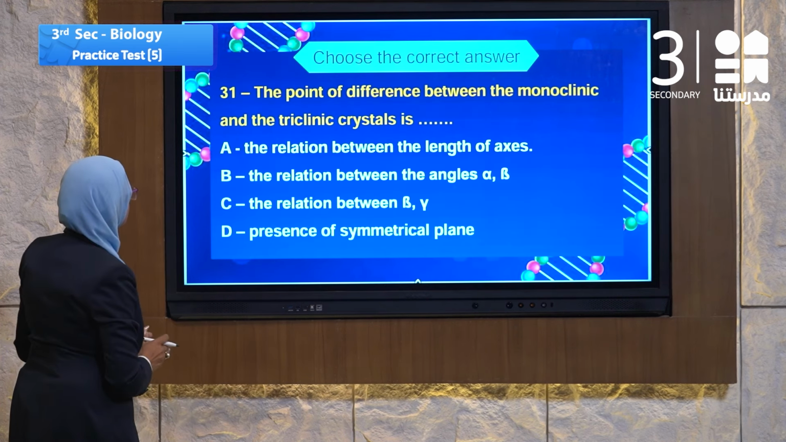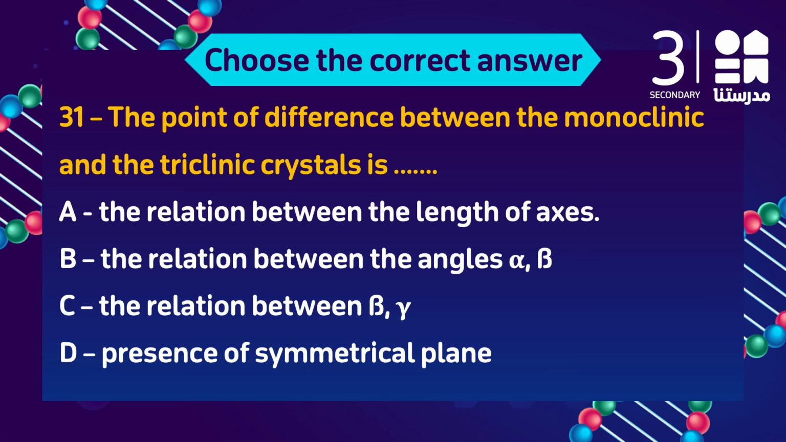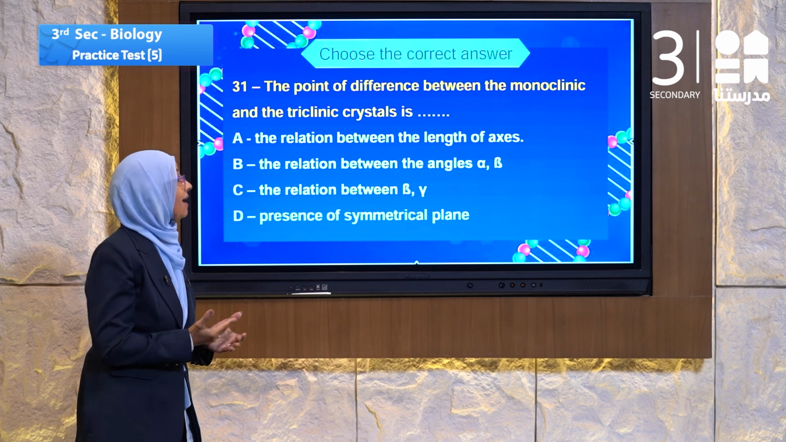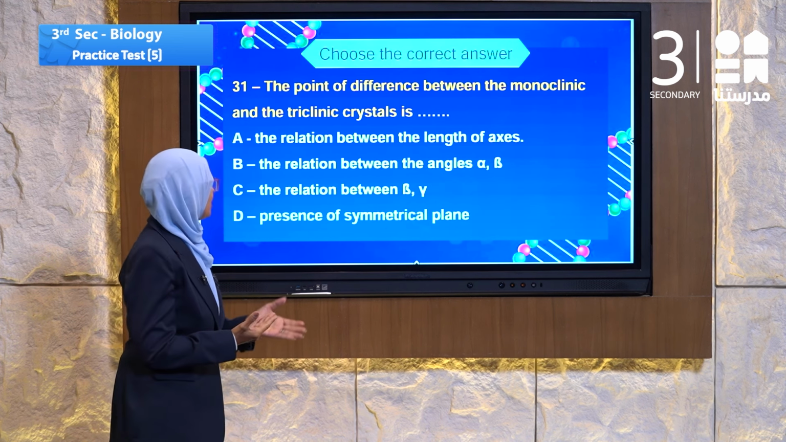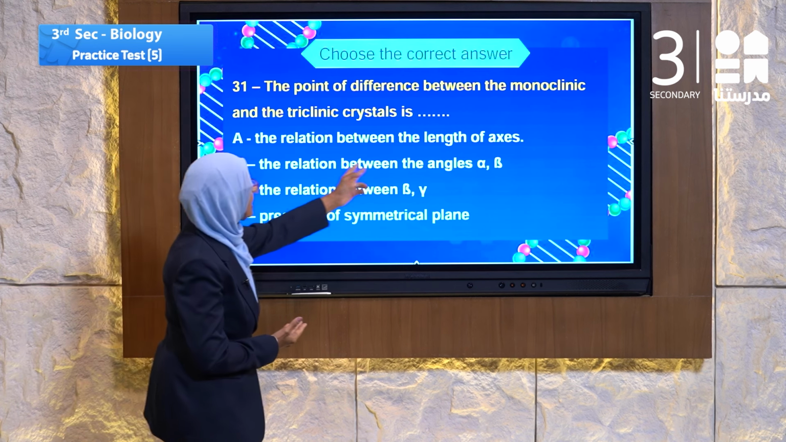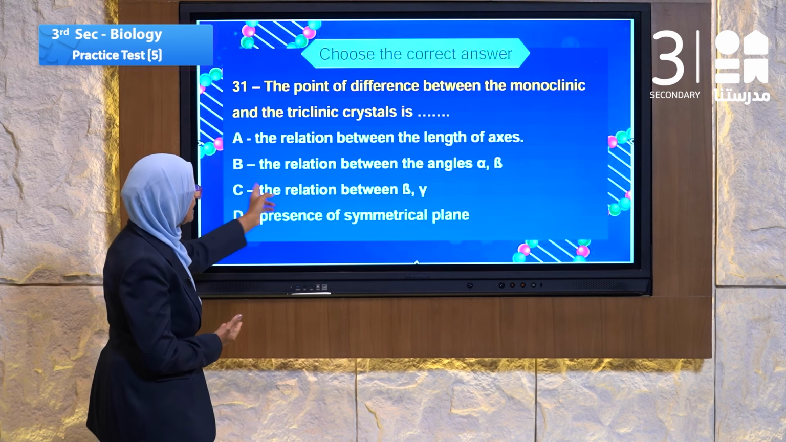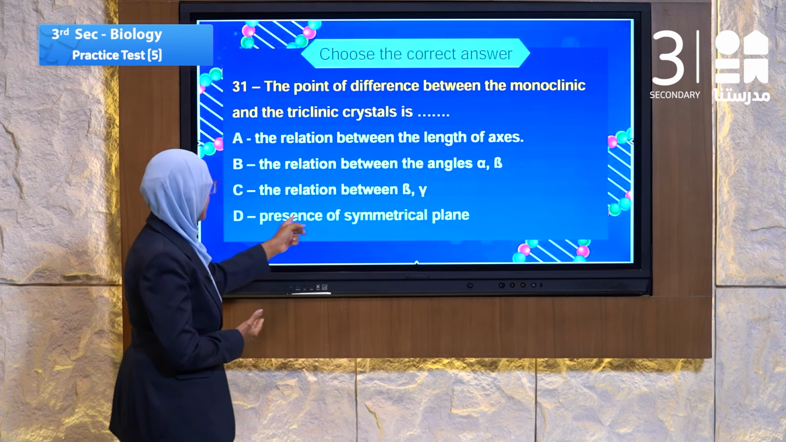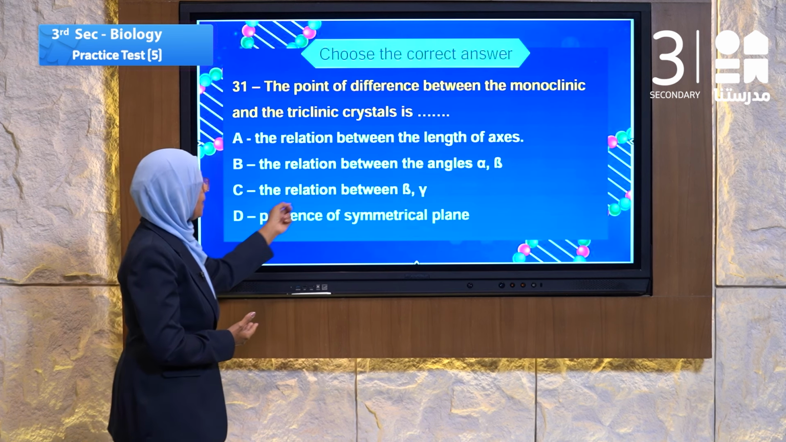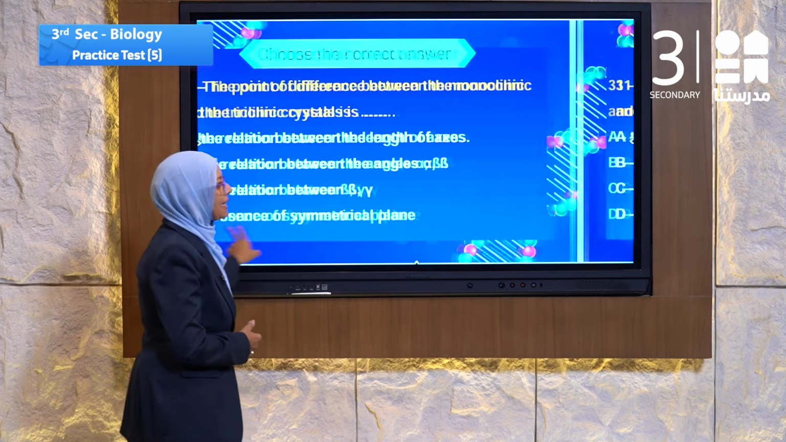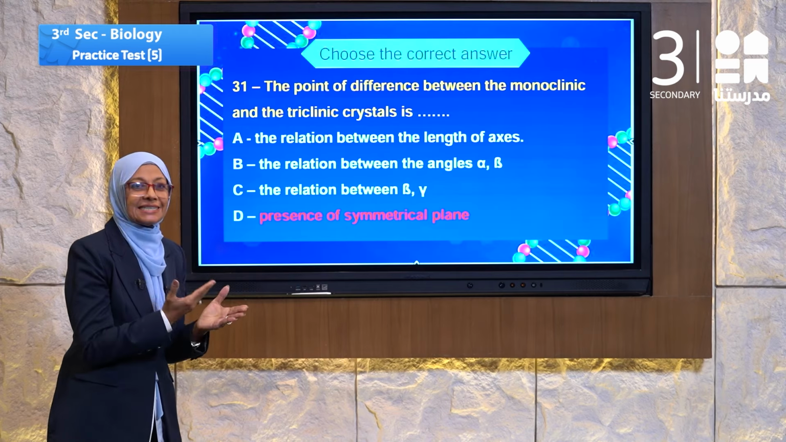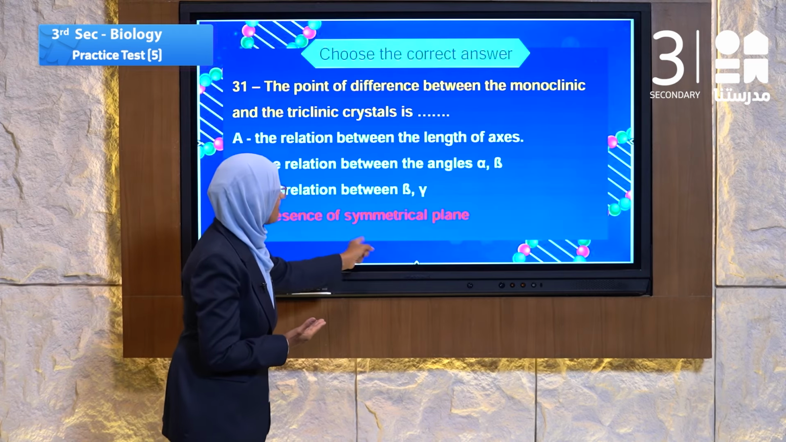Let's go to question number 31. Number 31 speaks about the point of difference between monoclinic and triclinic crystals. What are the differences here? Let's read the choices and decide. Number A, the relation between the lengths of the axes. B, the relation between the angles A and B. C, the relation between B and Y. D, the relation between the presence of symmetrical planes. The answer must be D. It is the presence of symmetrical planes.